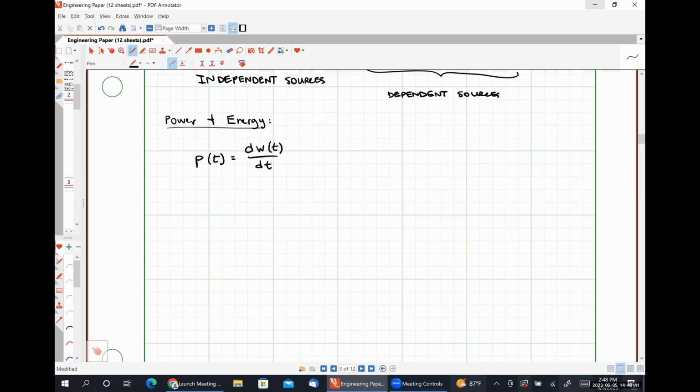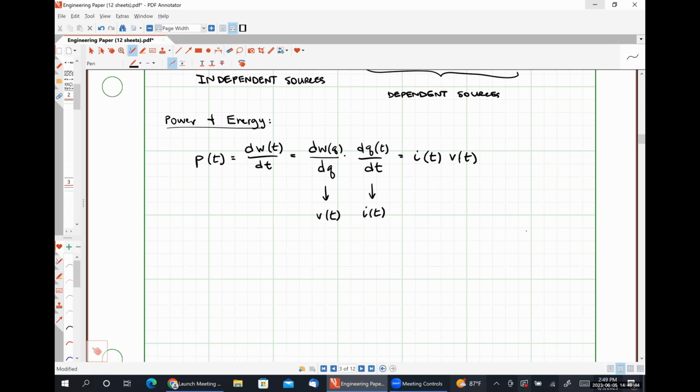Okay. But we can use our relationships that we've developed to have a different look at things. So what I'm about to do is expand this derivative. What if I had the derivative of energy with respect to charge multiplied by the derivative of charge with respect to time? Well, energy over charge is just voltage, and charge over time is just current. So power can also be expressed as simply the product of the current and voltage for a particular element.